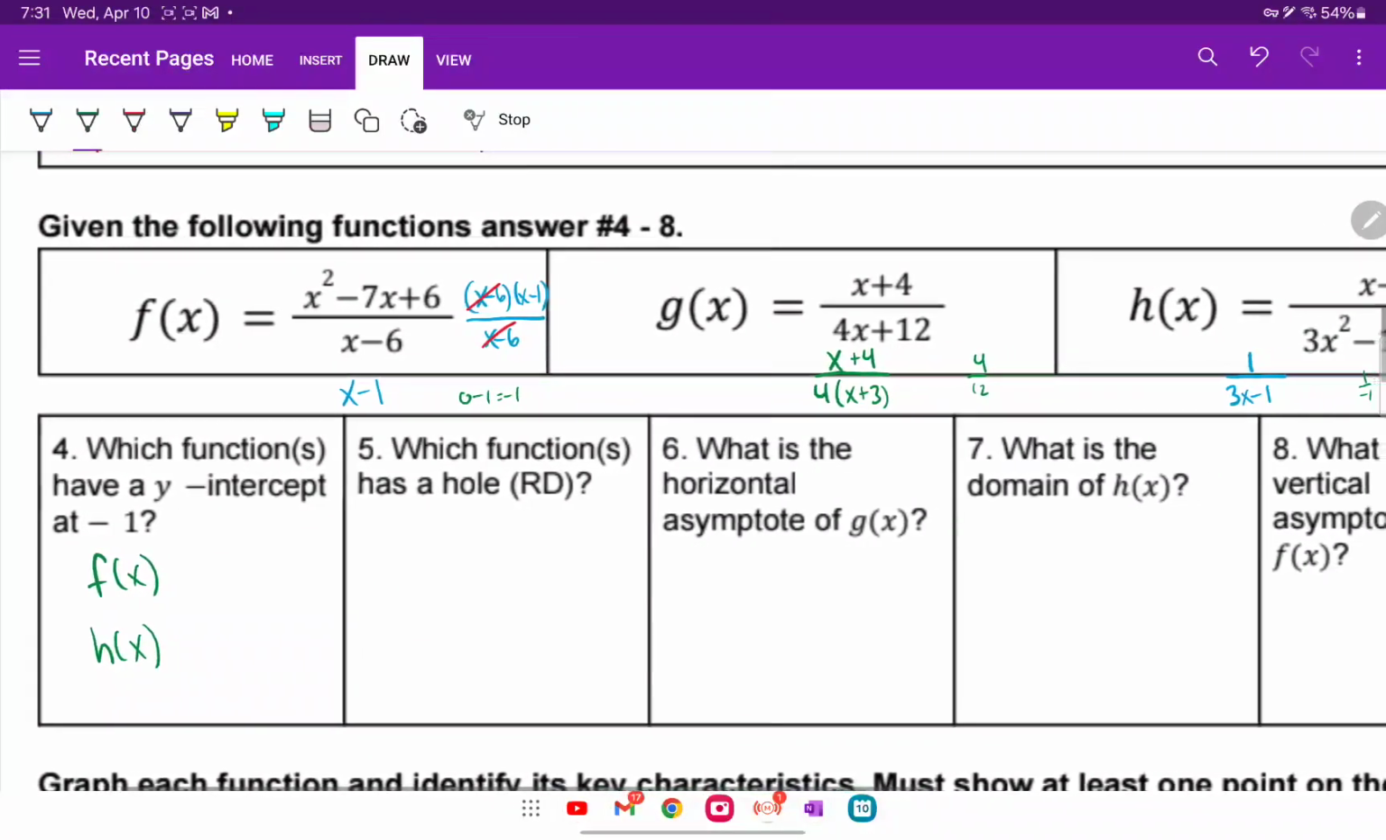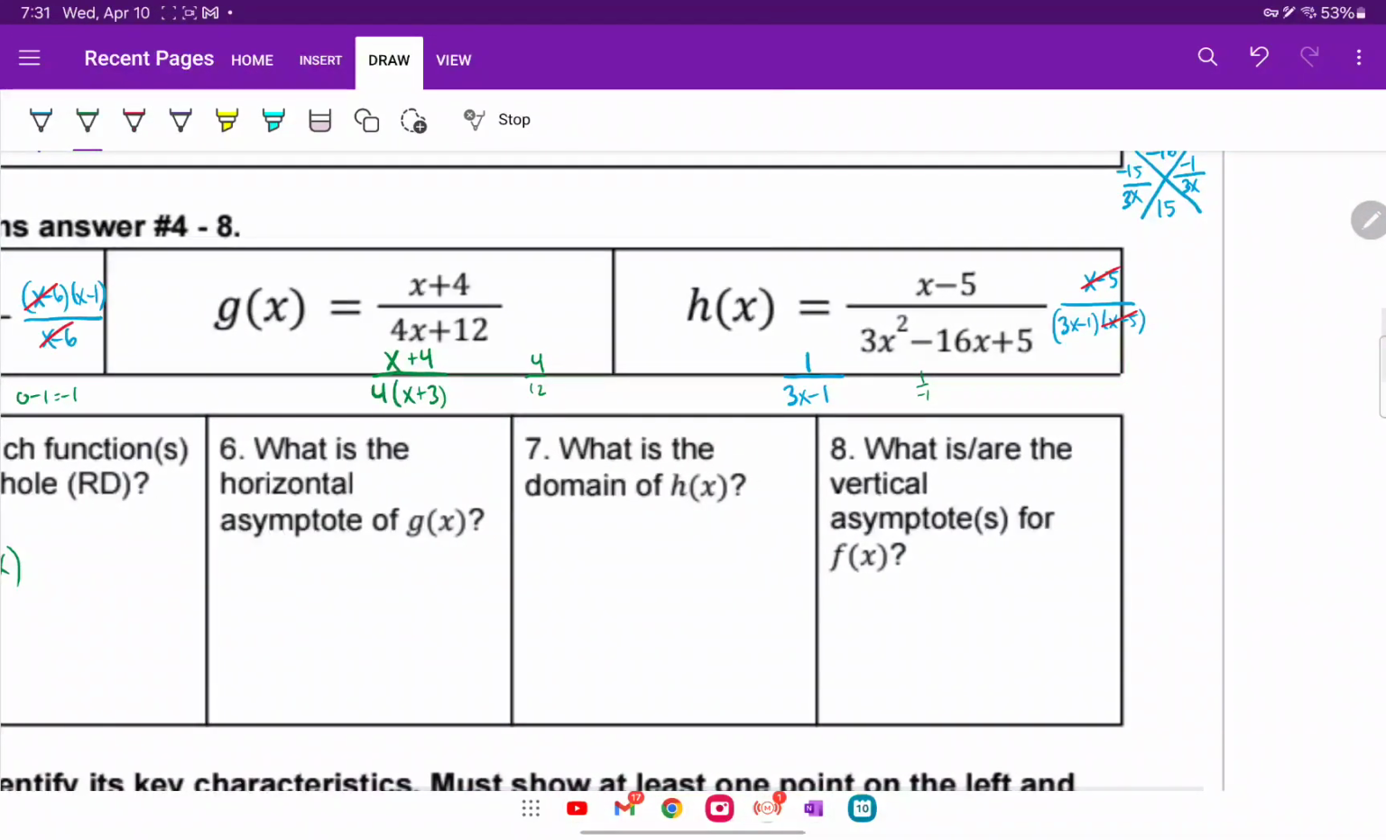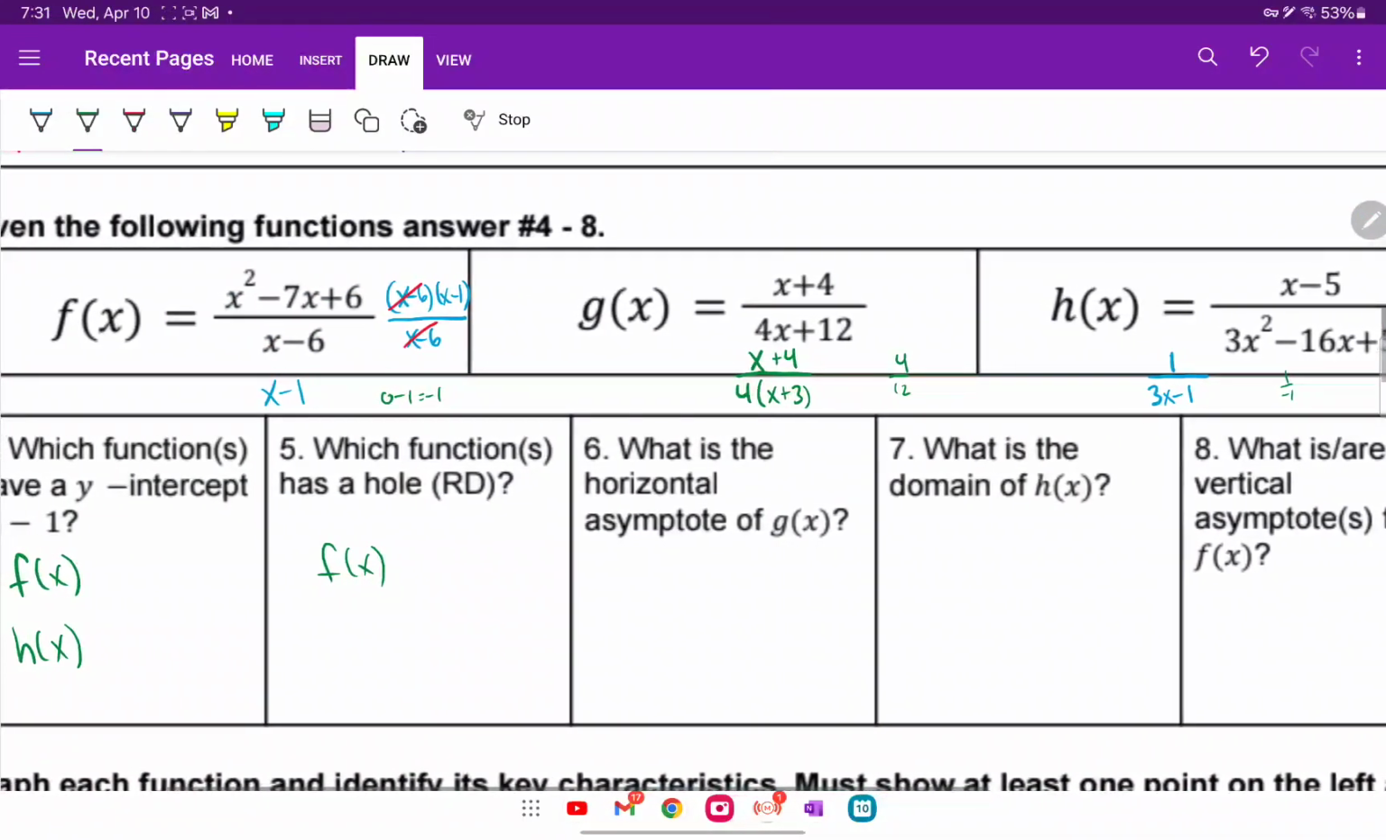Which function has a hole, a removable discontinuity? So anything that we cross out, so f of x, we cross out x minus 6, which means there would be a hole. We did not cross out anything in g of x, and in h of x, we did cross out the x minus 5, so that also would create a hole. So it's going to be f of x and h of x.